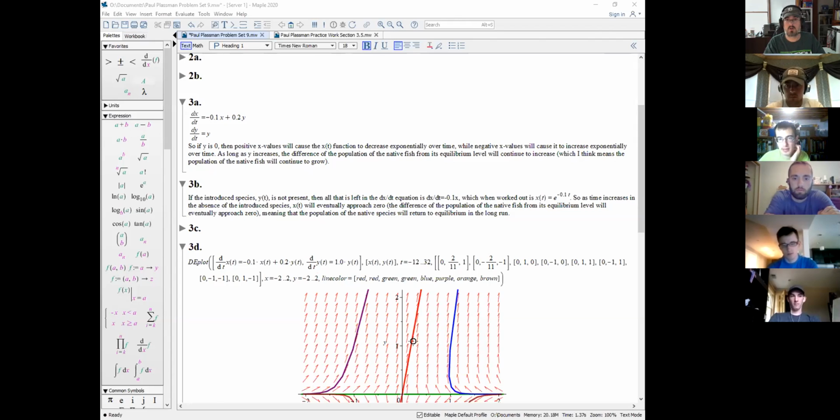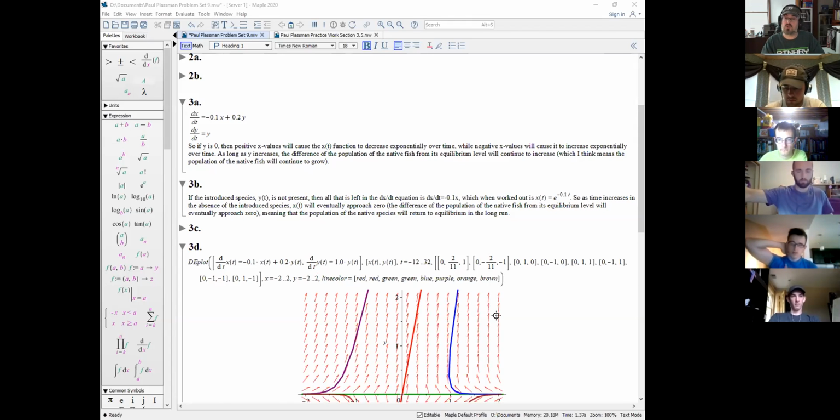Oh, I see. It makes the population keep growing. Yeah. Oh wait, yeah, you're right. The introduced fish population will continue to grow. It's a good thing for that fish population. And so will the X population.